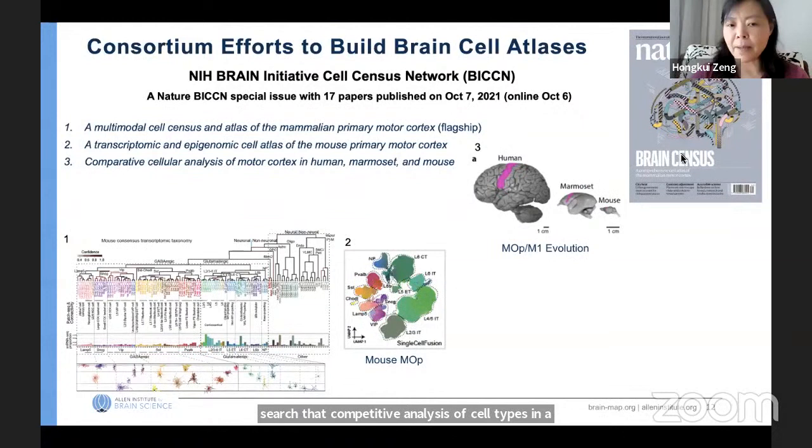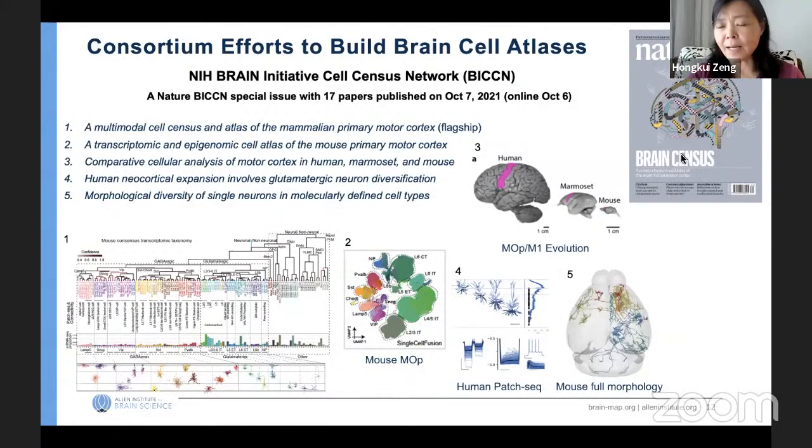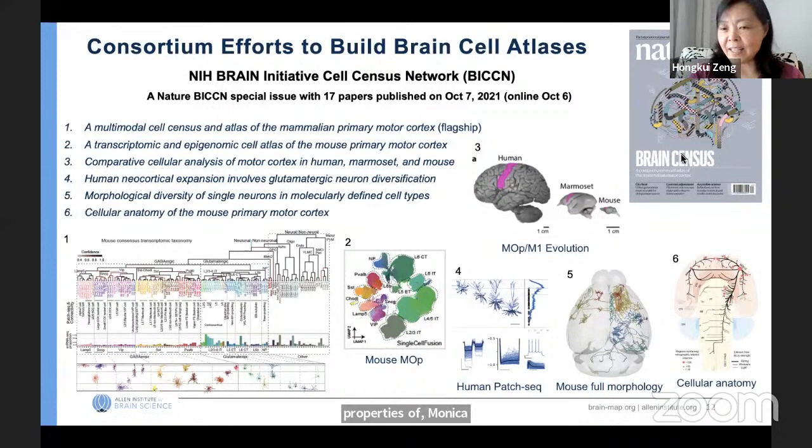The next one is a detailed patch-seq study in surgically resected human cortical tissues, looking at the specific features of glutamatergic neuron types and their expansion in the human cortex. The next study showcases a variety of morphological properties of molecularly defined neurons in the mouse cortex and other parts of the brain. And finally, a comprehensive analysis of the cellular anatomy and connectivity of the mouse primary motor cortex.